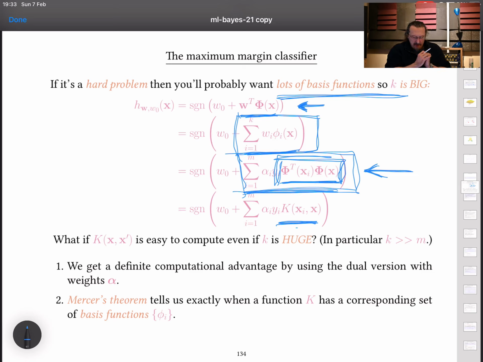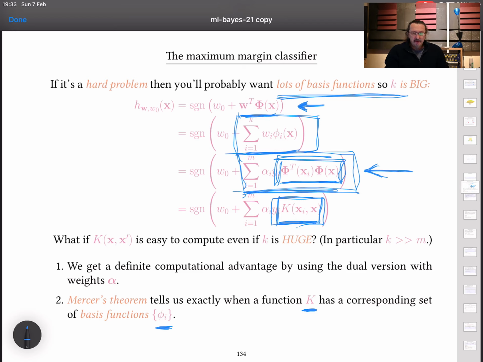Now there's something called Mercer's theorem, which I'm not going to talk about in detail, but it characterizes precisely when a kernel function k has a corresponding set of basis functions in such a way that k applied to two vectors gives you the value of the inner product that you would get if you'd mapped them into a bigger space using those basis functions and then taken the inner product.